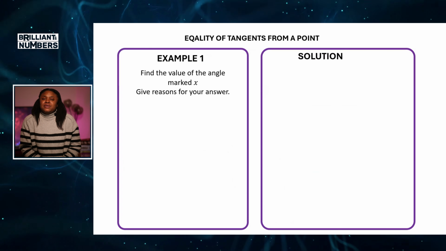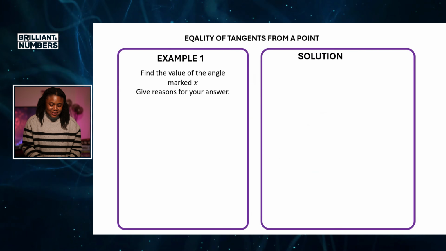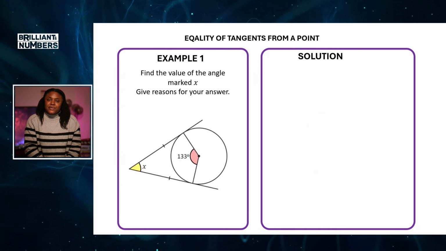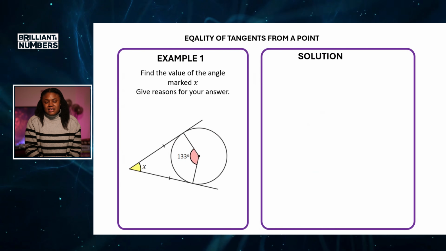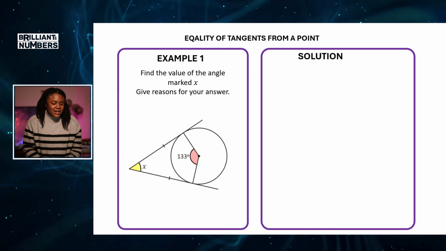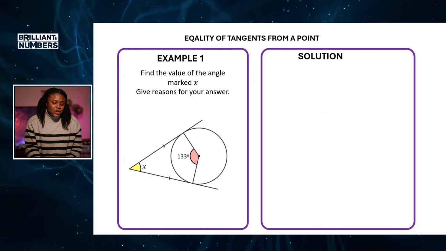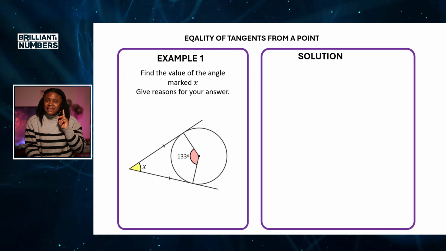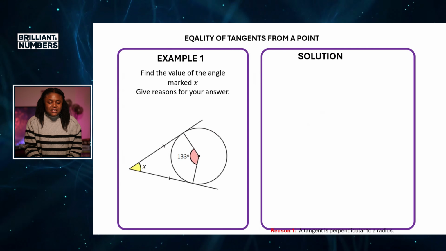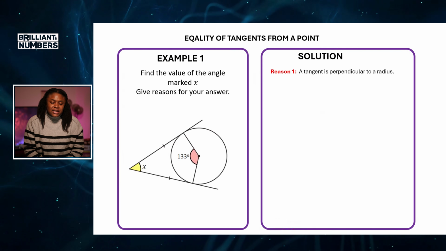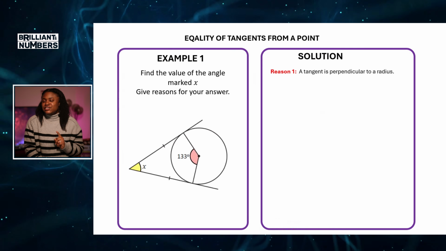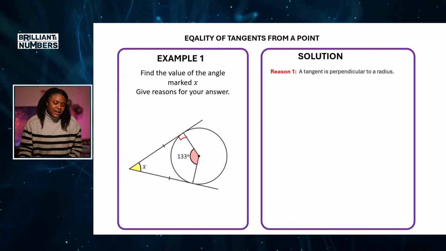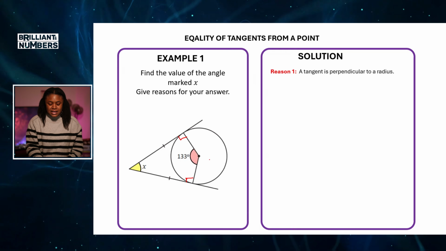Okay, so we're going to put that theorem into practice. So in this question, we're asked to find the value of the angle marked X, and we know we have to give a reason for our answer. So if we look here, we remember straight away that the angles from the radius and the tangent will meet at 90 degrees. So rule number 1, a tangent is perpendicular to a radius. So I'm just going to go ahead and put 90 degrees here and also 90 degrees there.